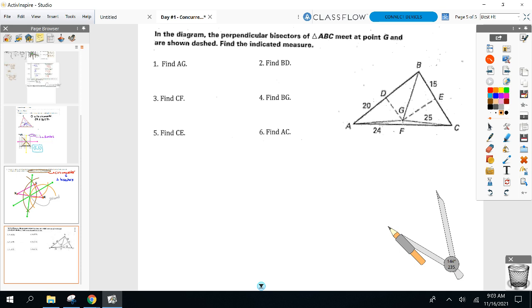The perpendicular bisectors of triangle ABC meet at point G. Stop, stop. Start doing this, please, in the directions. Point G. Perpendicular bisectors meet at G. G is what? Circumcenter.